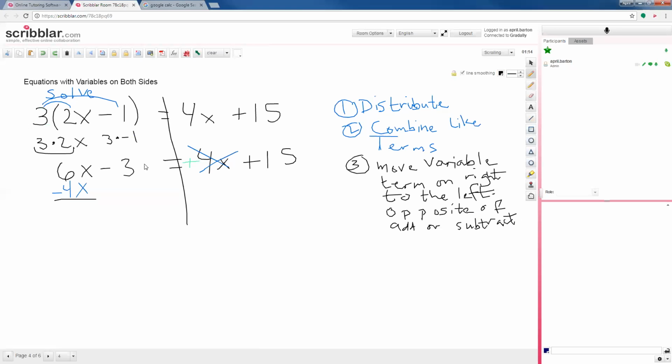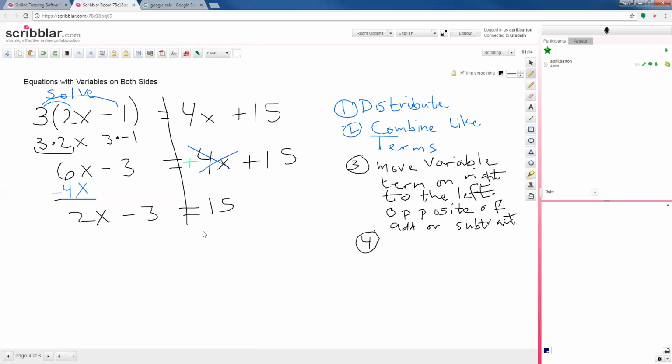And then you combine those. 6x minus 4x is 2x. And now we're down to a two-step equation again. Most of these more complicated equations, we always get it down to a less complicated one that we can solve.